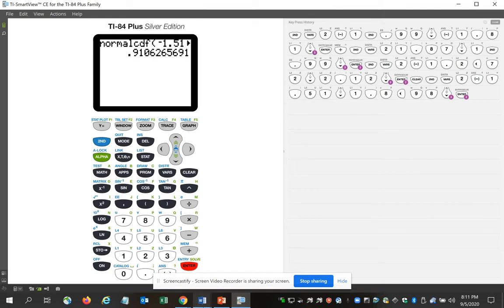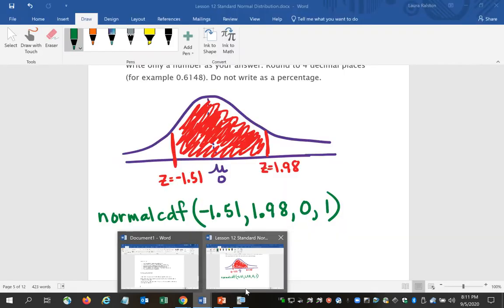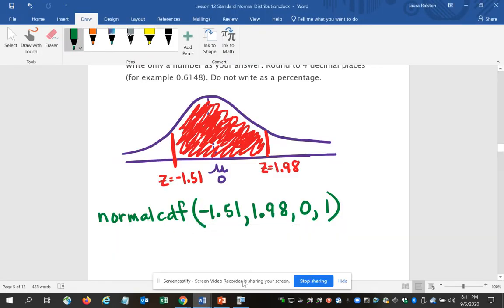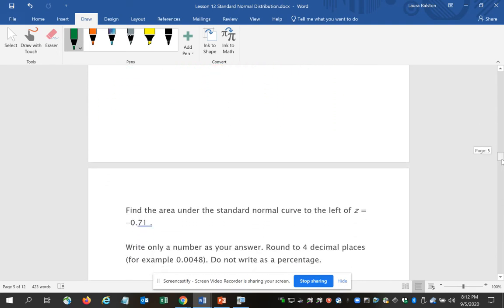0.91062. So I will not round up. So it's 0.9106. And again, that corresponds to this red shaded region. It also corresponds to the probability that we would have a z-score between negative 1.51 and 1.98.